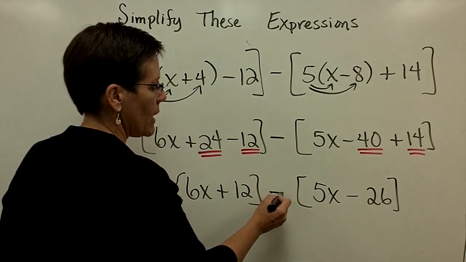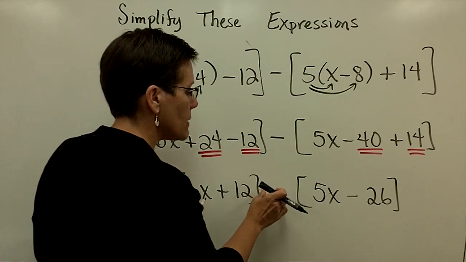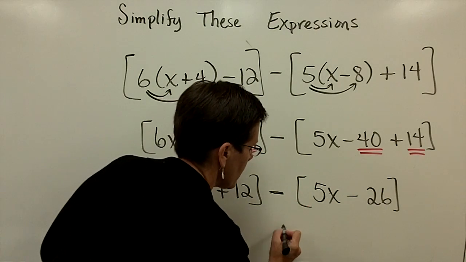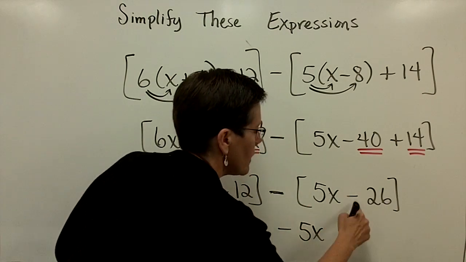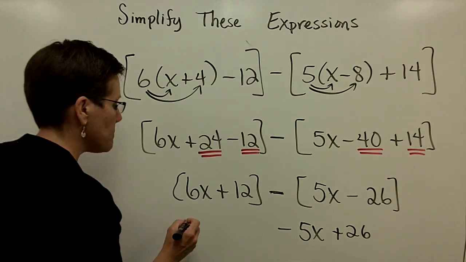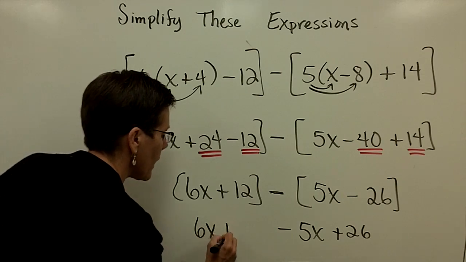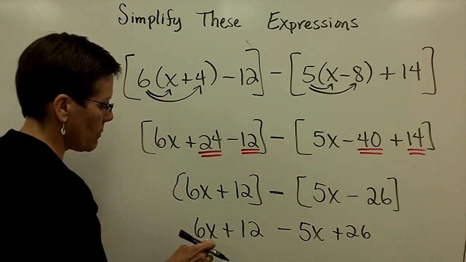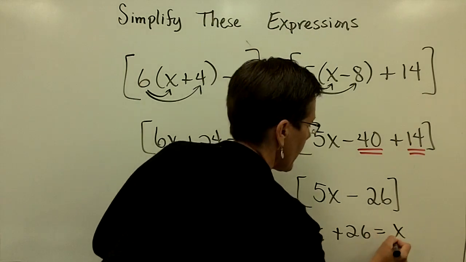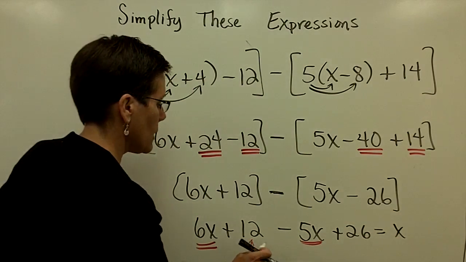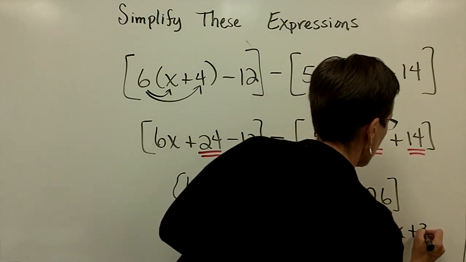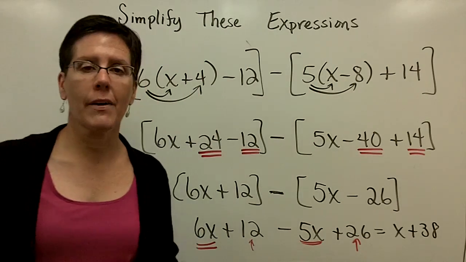Finally, this minus sign right here is asking you to take the opposite of those. This is positive right now, so that'll be a minus 5x. This is negative, it will become a positive 26. I'm going to drop this set of brackets now, and finally I'm ready to combine my like terms. 6x minus 5x is 1x, and 12 and 26 adds to be 38. I'm done. I've simplified this expression.